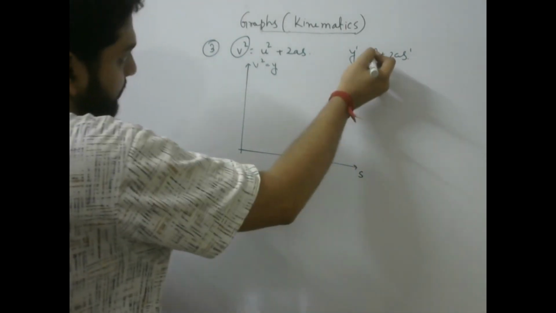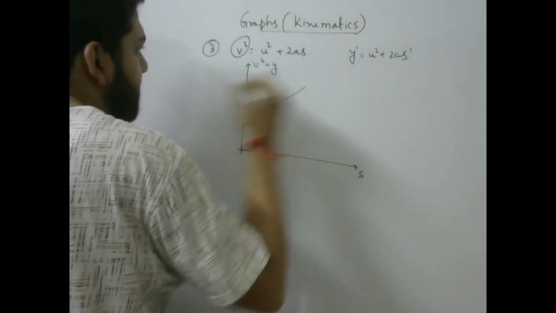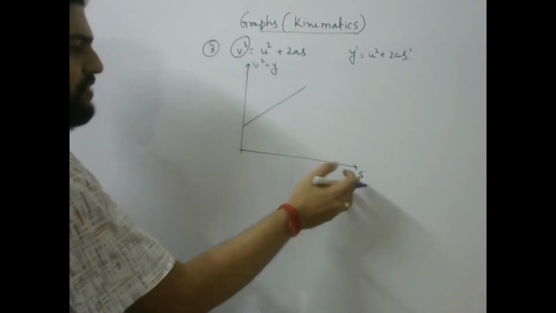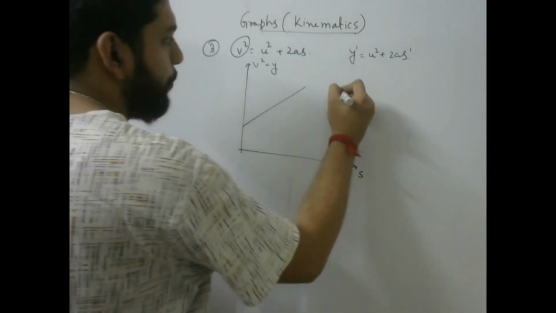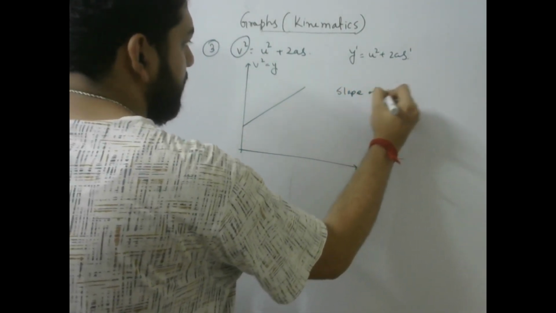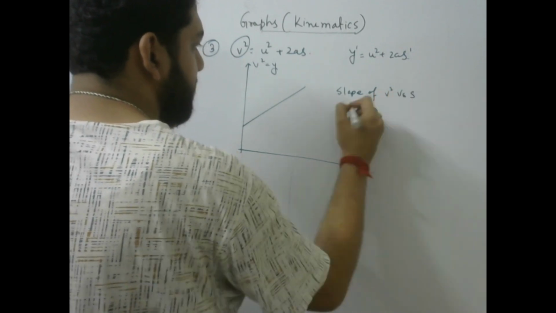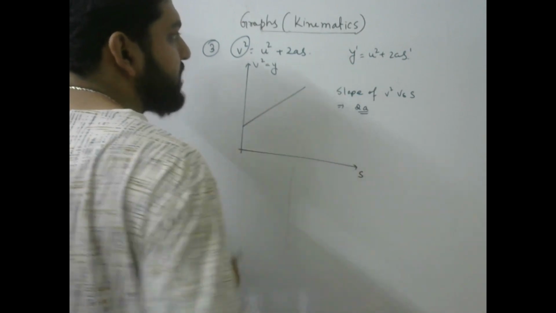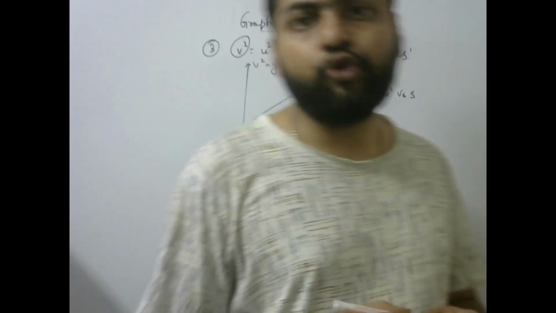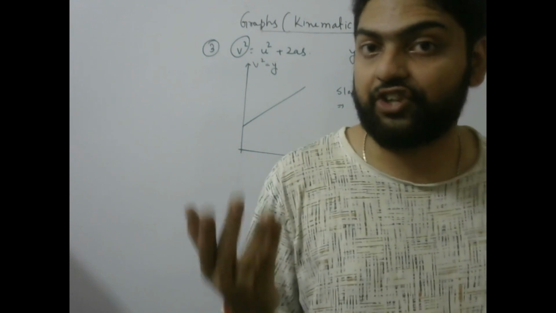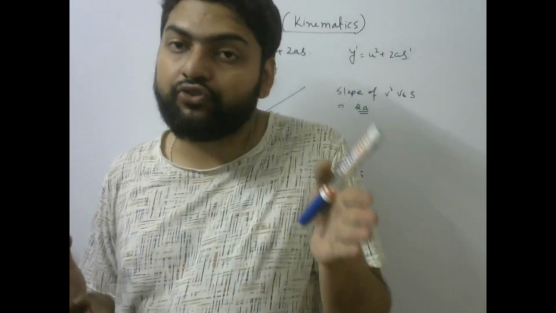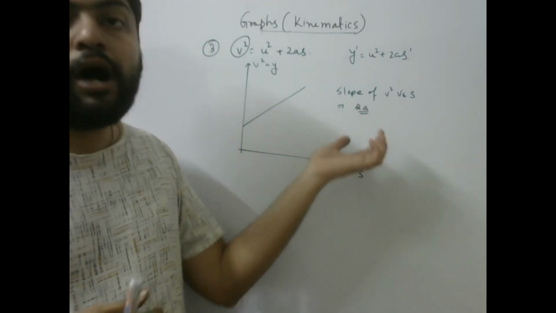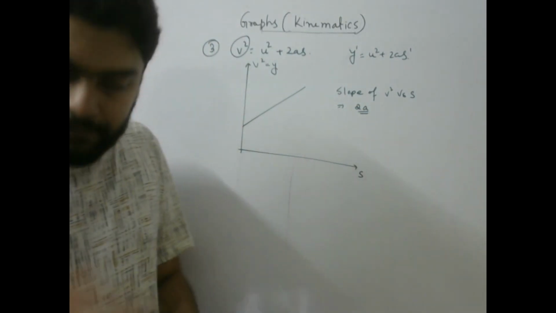And u square is a positive intercept, so it will look like this. From the slope of the v square versus s graph, you will calculate 2a, twice the acceleration. So slope divided by 2 gives you the acceleration. For the velocity square versus displacement graph, the slope will give you the acceleration. Okay? Next.